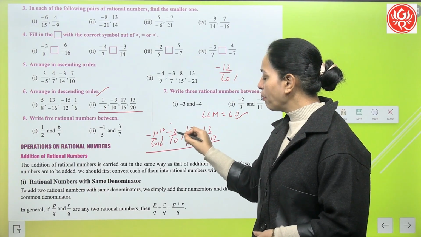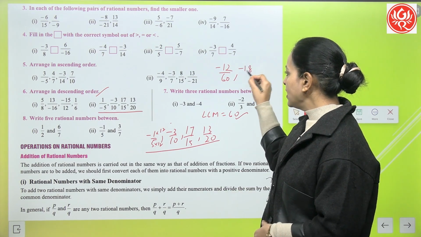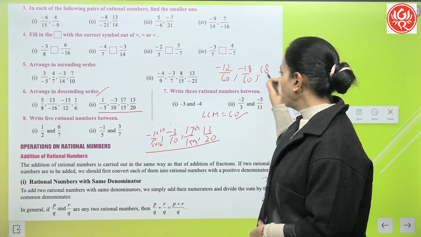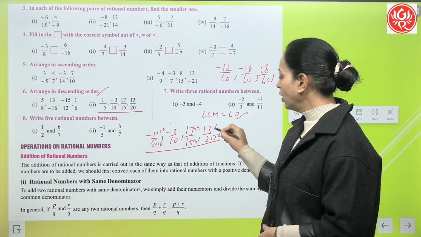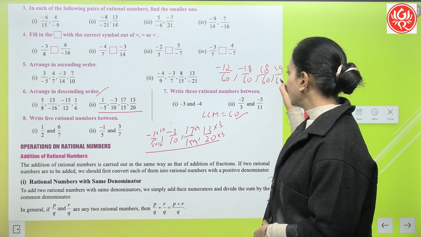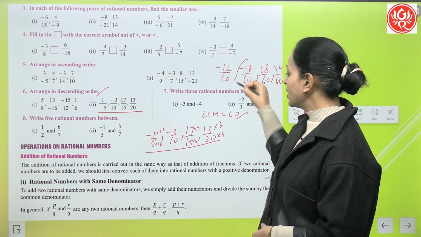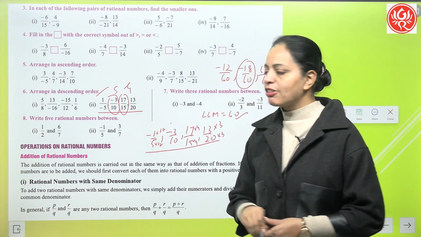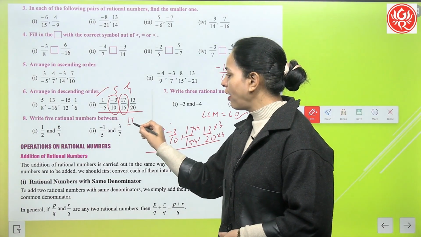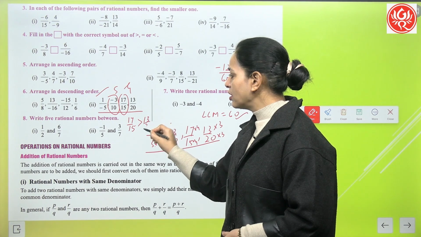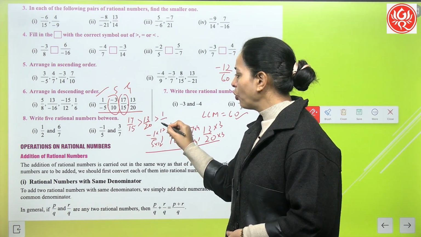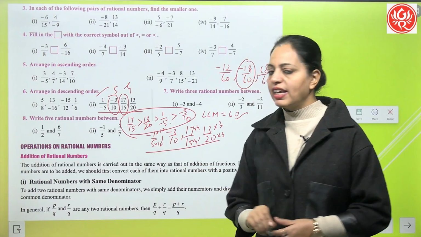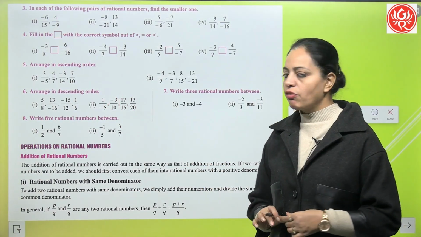Then second rational number, minus 3 into 6, minus 18 upon 60. Then 15 fours are 60, so 17 into 4, 68 upon 60, and then 20 into 3, 13 into 3, 39 by 60. So smallest is this one, second one, this is the smallest one, and this is the greatest one. So first write 17 by 15 is greater than 13 by 20, then minus 1 upon 5 greater than minus 3 by 10. So this is the descending order, right? So similarly, you can try many more parts.